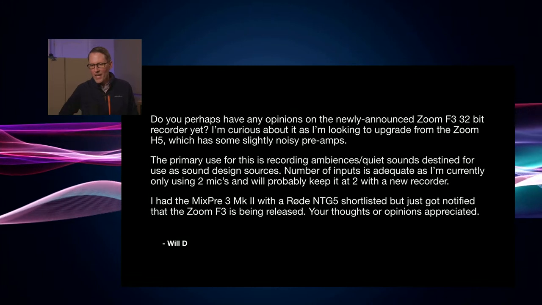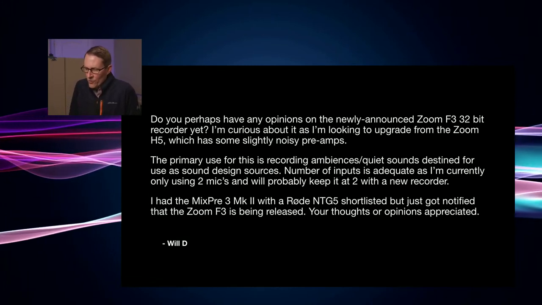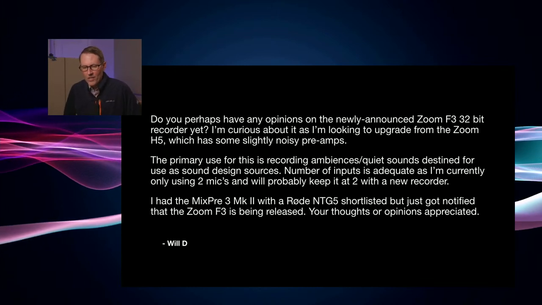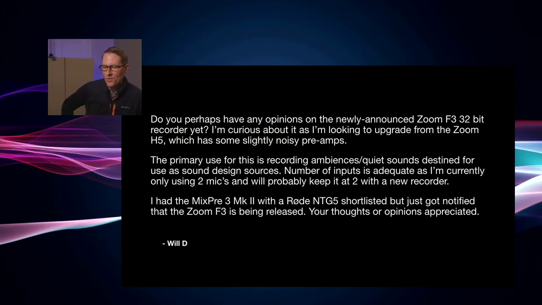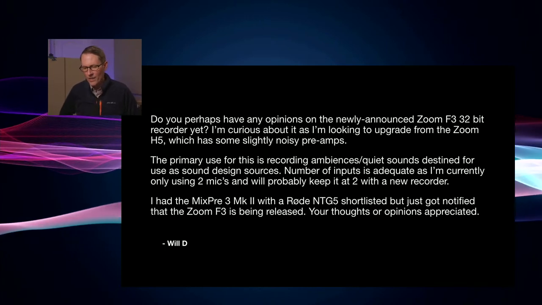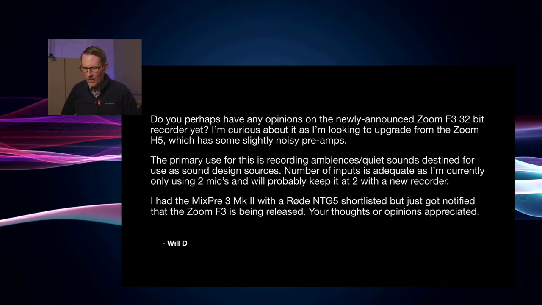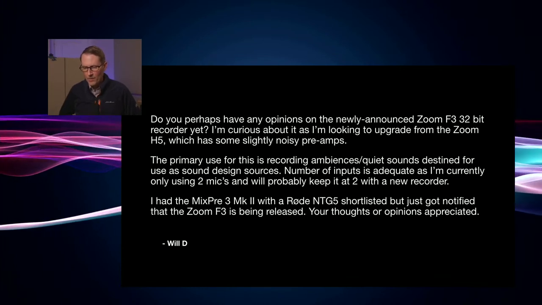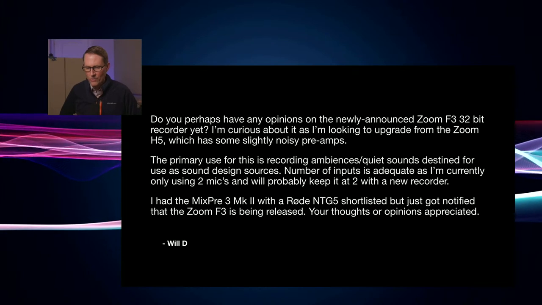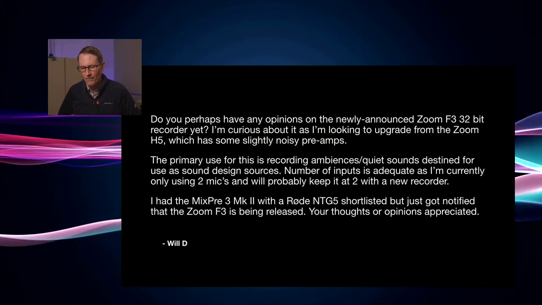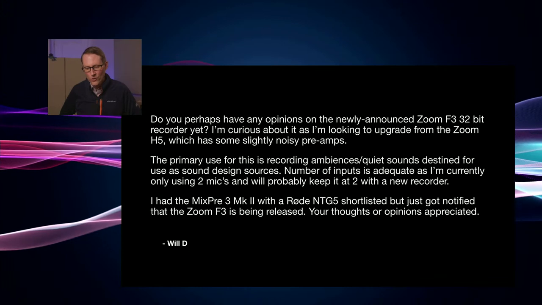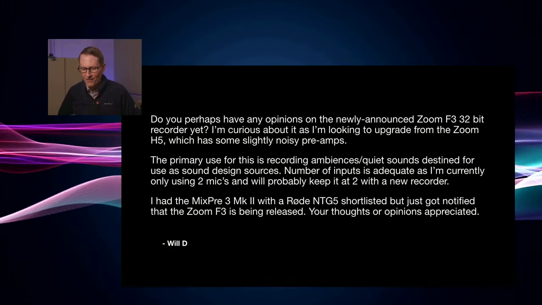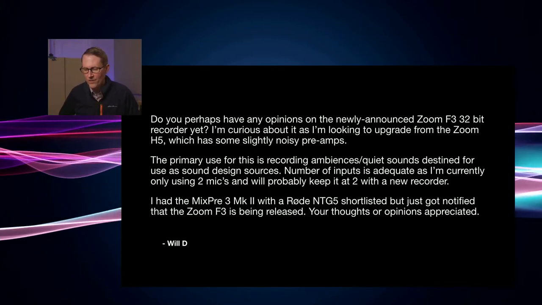Let's jump in. Do you perhaps have any opinions on the newly announced Zoom F3 32-bit recorder yet? I'm curious about it as I'm looking to upgrade from the Zoom H5, which has some slightly noisy preamps. The primary use for this is recording ambiences and quiet sounds destined for use as sound design sources. Number of inputs is adequate as I'm currently only using two mics and will probably keep it at two with a new recorder. I had the MixPre 3 Mark II and a Rode NTG5 shortlisted, but just got notified that the F3 is being released. Your thoughts or opinions appreciated.